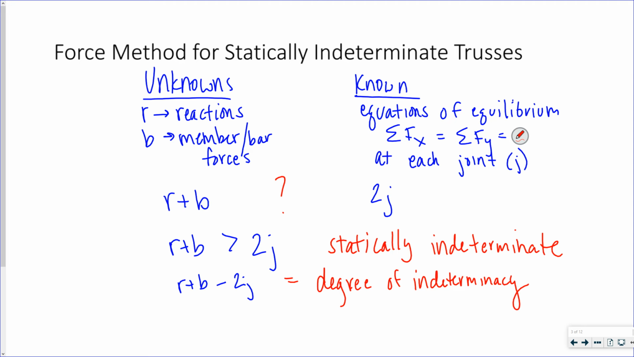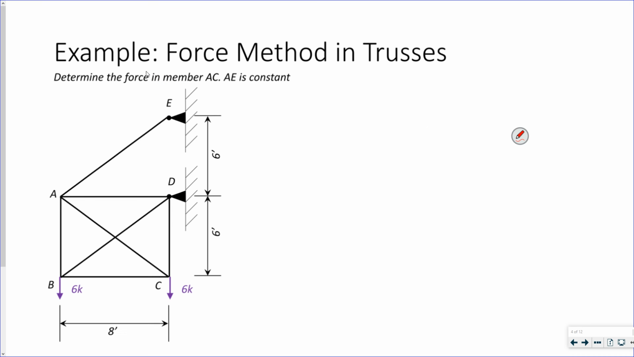So what I'm going to do is an example and then summarize the procedure, because it's better to do it and then go back and say, okay, what did we do? It's a little bit easier to explain than doing it the opposite way. So let's look at this truss here, and we want to find the force in member AC.